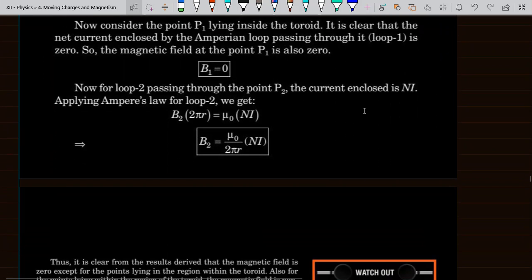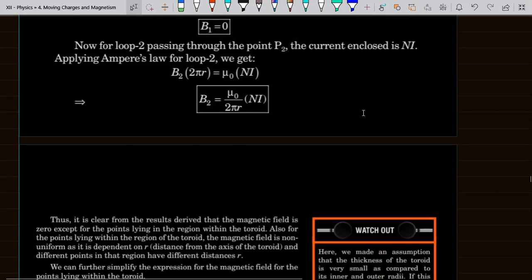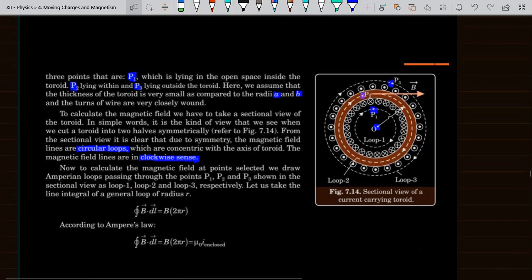Now for loop 2 passing through the point P2, the current enclosed is N times I. What is N? N is the total number of turns. And what is I? I is the amount of current through each turn. So applying Ampere's law for loop 2, we get B2 into 2 pi r is equal to mu naught times N I, or B2 is equal to mu naught N I by 2 pi r. N I is the total amount of current enclosed in loop 2. Loop 2 is here.